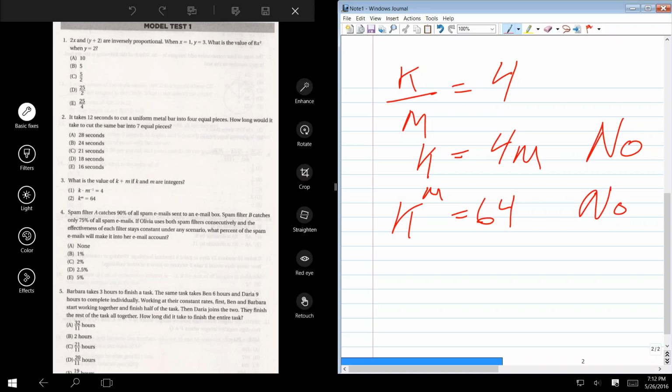I'm wondering what will put me in a better spot. At first, my immediate reaction was to substitute 4m in for k. So it would be 4m to the m power equals 64. But I'm wondering if the other way might be easier. I'm not quite sure that I can solve for m there. I certainly can with some numbers.